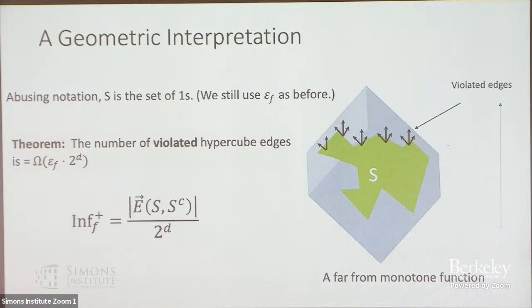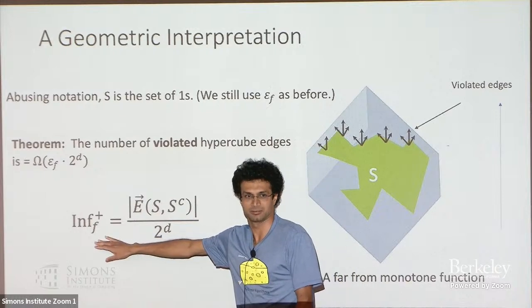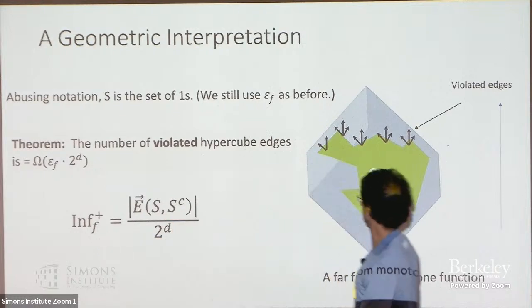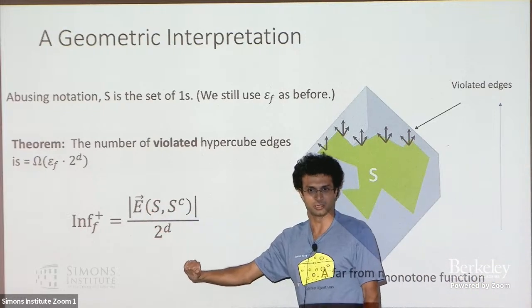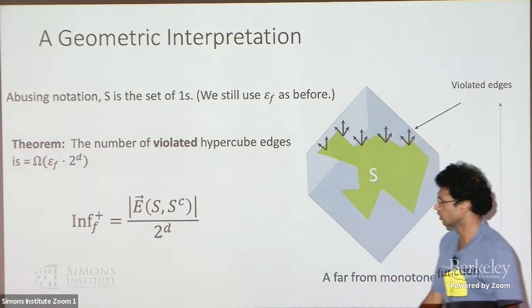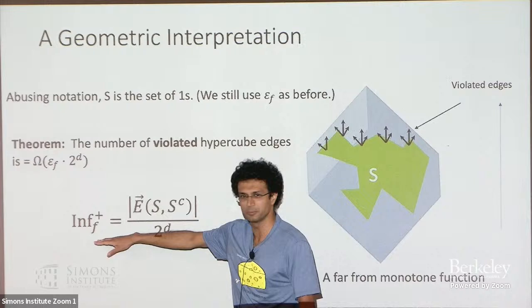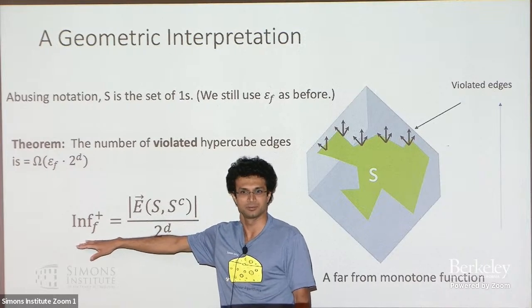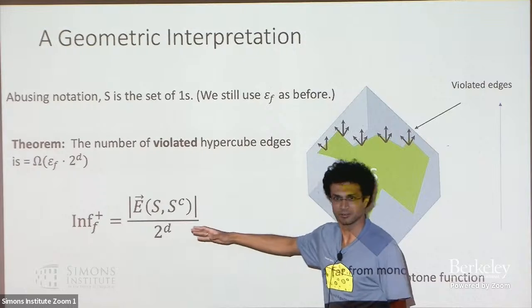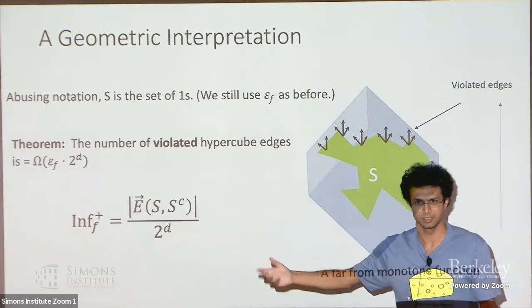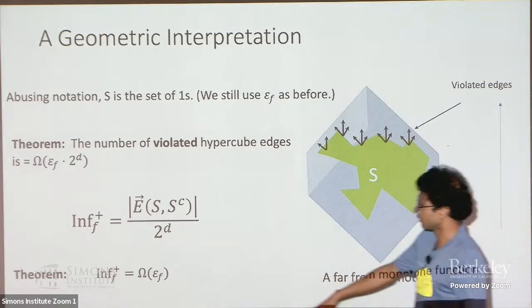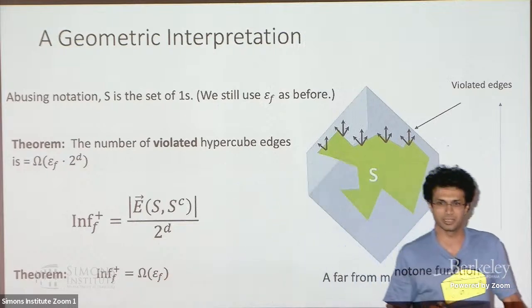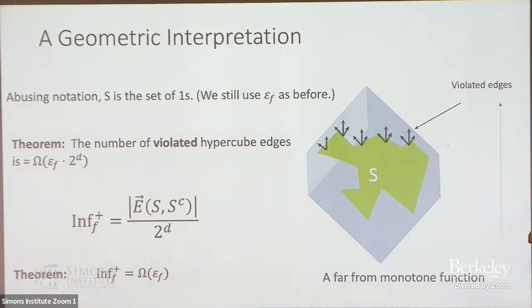And so let me just write this definition down. And it's deliberately written in a somewhat provocative way. I'm going to call it inf plus, the number of edges that go from the set to the complement, but with direction, divided by 2 to the d, just normalizing. So if you've seen Boolean functions, what is inf? Influence, right? So this seems like some kind of directed influence. And what they're saying is that for any f, the directed influence is omega epsilon f. The directed influence is at least the distance to monotonicity.